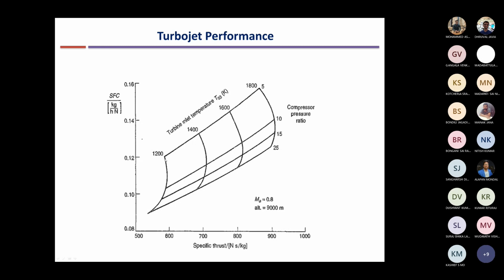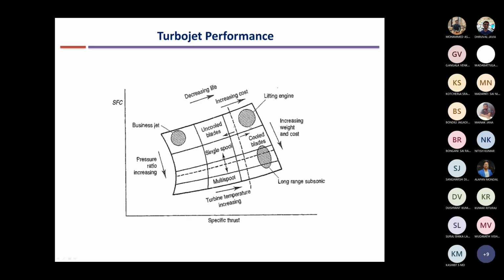So we design with low compression pressure ratio and lower turbine inlet temperature. Some specific other applications are there where fuel consumption is not important, but large thrust is required. Okay, like some type of engines which are for heavy lifting, military aircraft which do heavy lifting.